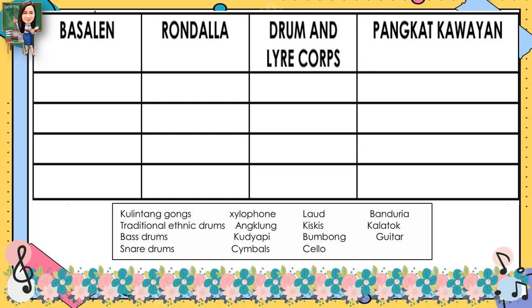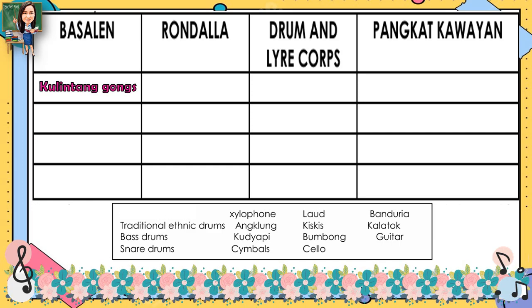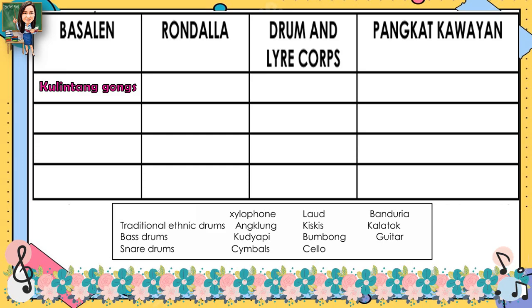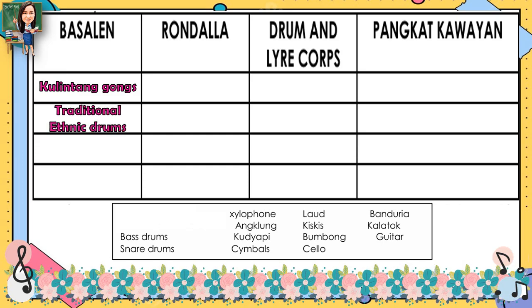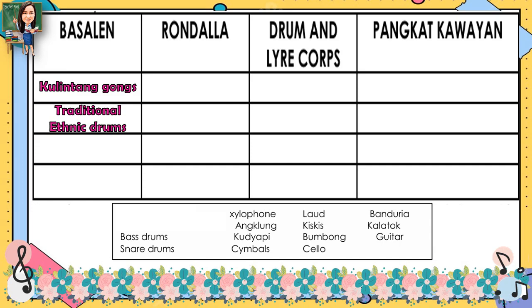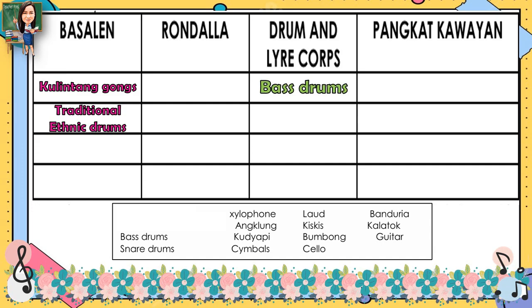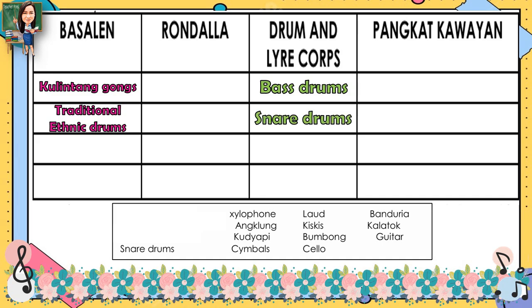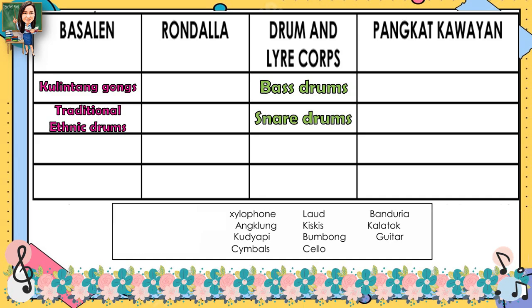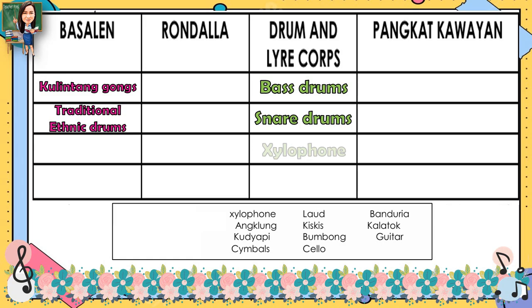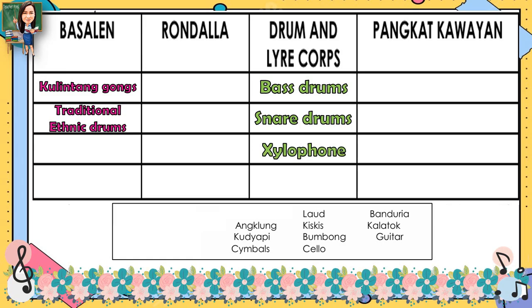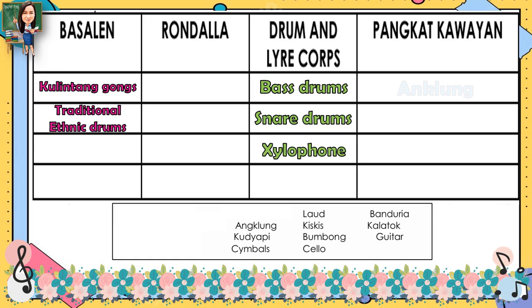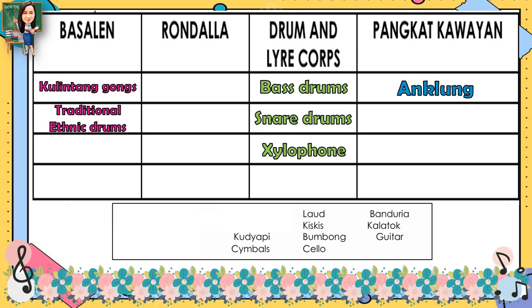Let's start. Kulintang gongs. This is used for basalen. Next, traditional ethnic drums is used for basalen. Next, bass drums is used for drum and lyre corps. Snare drums is used for drum and lyre corps. Xylophone is used for drum and lyre corps. Angklung is used for pangkat kawayan.